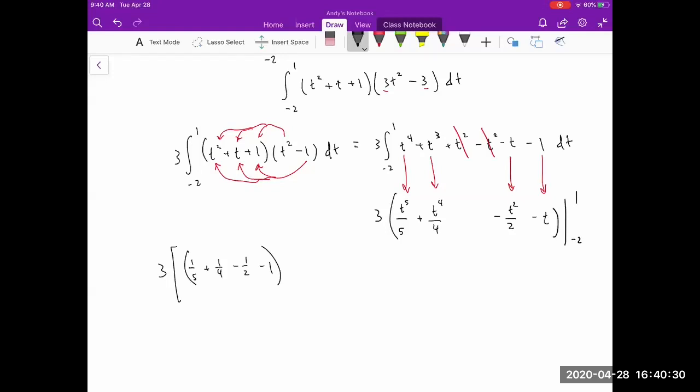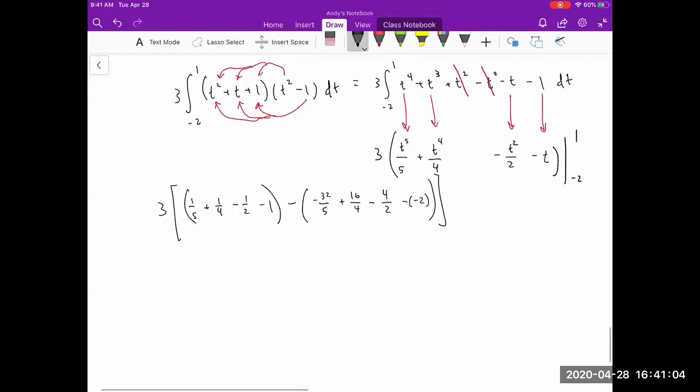Good. Minus, when we plug in -2, -2 to the 5th is -32. So that's that over 5. -2 to the 4th is positive 16. So that's going to be plus 16 over 4, which reduces, but I'll do that after. And then minus -2 squared is positive 4 over 2. That also reduces. And then minus -2, which I'll write like that, I guess.